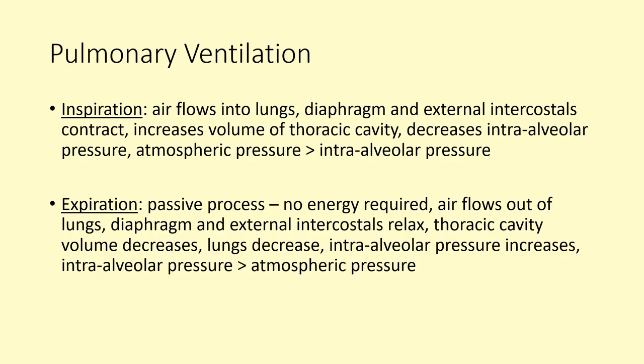Now, atmospheric pressure, has it changed? No, it stayed the same. So what happens when the diaphragm and the external intercostal muscles contract? They increase the volume of the thoracic cavity, which decreases the pressure. Now the intra-alveolar pressure, think of it as the pressure inside the lungs, is less than the atmospheric pressure. So if gas goes from high pressure to low pressure, where's the gas going to go? It's going to go from outside, from the atmosphere, into the lungs, because it goes from high pressure to low pressure. And that's how you're inhaling.